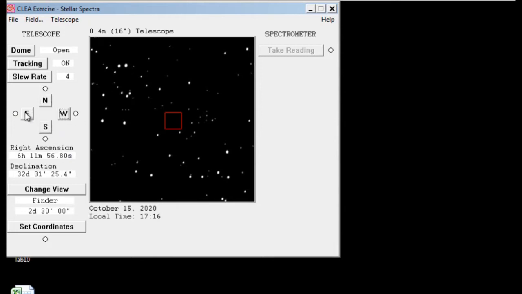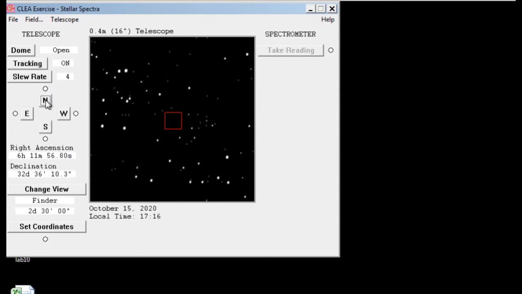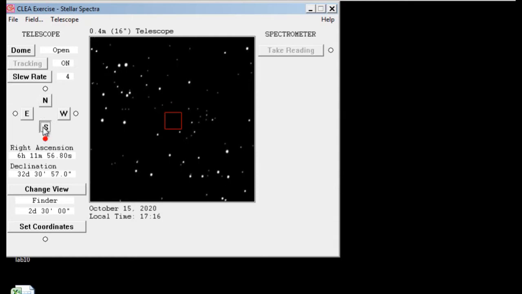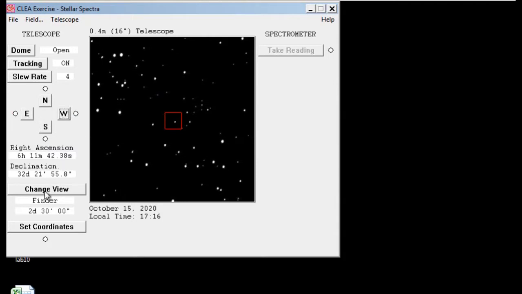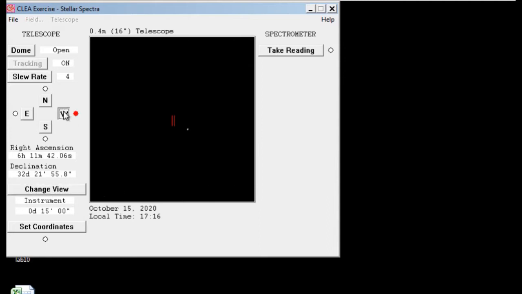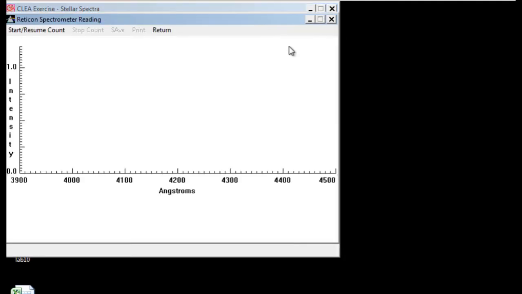And if you find a star that you like, hopefully a bright star, you can center it with your finder scope and then switch view to your instrument, or your actual 0.4 meter telescope. Then you can go about centering that between the lines, and you can take a spectrometer reading, which is basically just looking at all the photons entering your telescope and classifying them by wavelength.